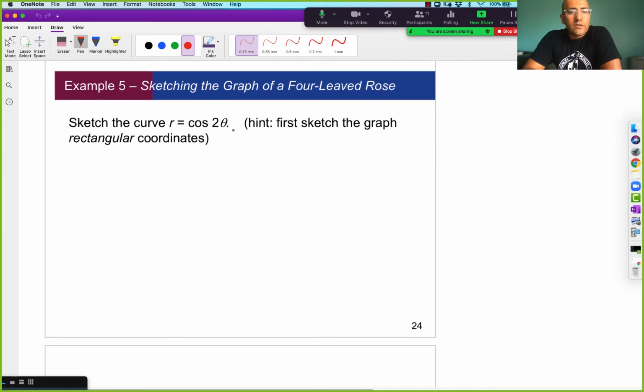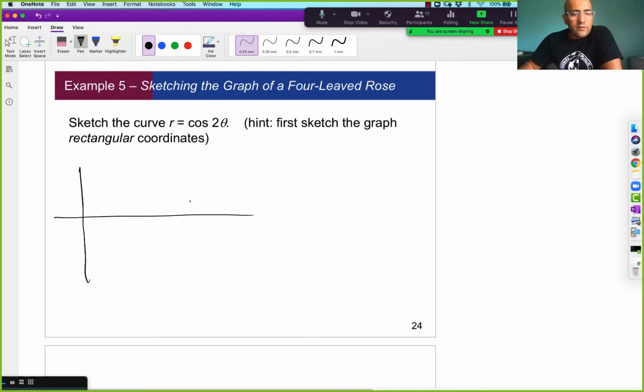R equals cosine of 2 theta. And again, hint, first sketch the graph in rectangular coordinates. What happens to the graph of cosine when we multiply the argument by a 2? It makes the period go twice as fast. All the results of cosine are experienced in half the domain of theta.